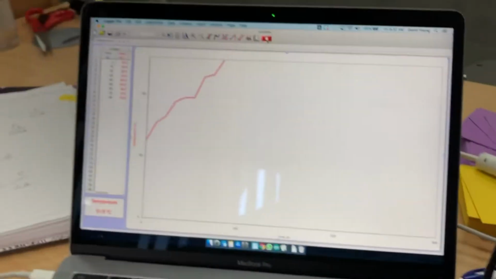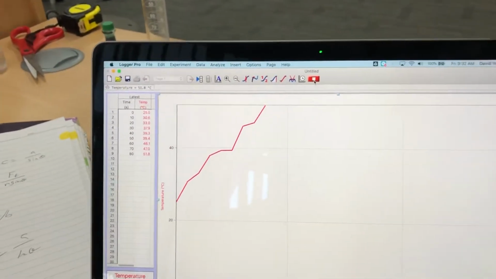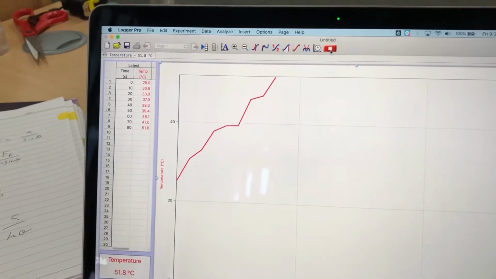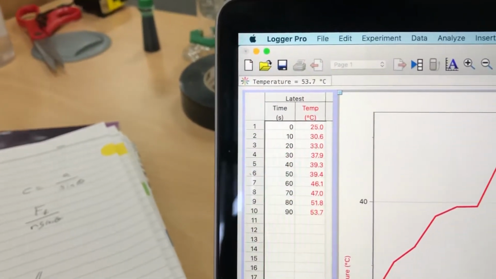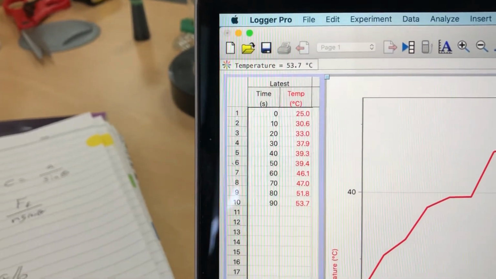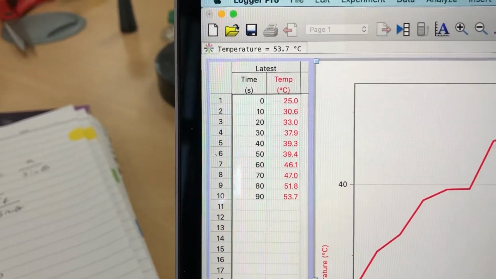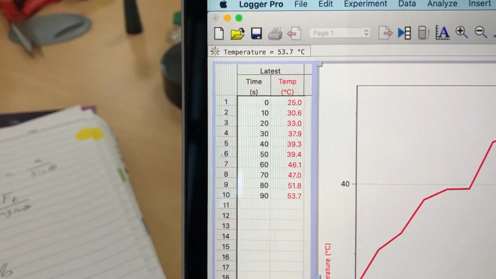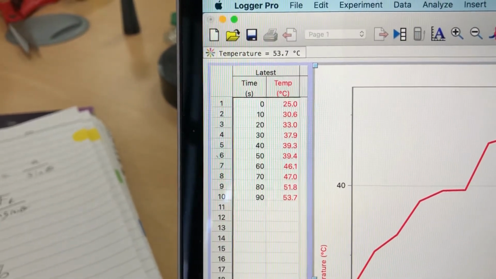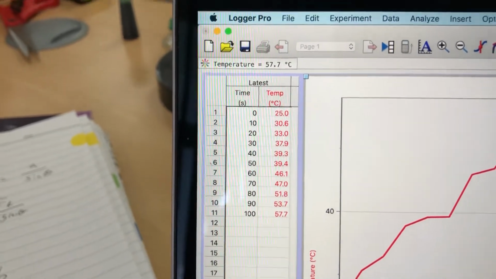And we'll go back over here. You can see that the temperature is a little irregular, but it is rising quite rapidly. We've been about 80 seconds in, and already it's up to about 50 degrees. And we will keep watching this as the temperature increases.